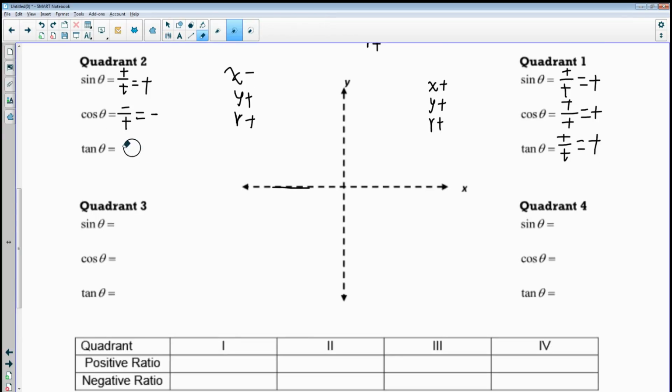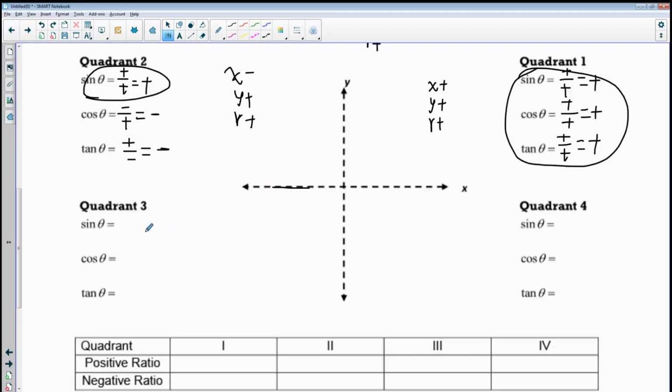Oops, made a mistake. Oh, no, I didn't. y is positive, positive over negative. So tangent is also negative. So only sine is positive here, whereas in quadrant 1 all of them are positive. I'll let you fill out the rest on your own. Determine the signs of x, y, and r, and complete this chart. I'm just going to review the answer here, but please actually go check and complete the chart.